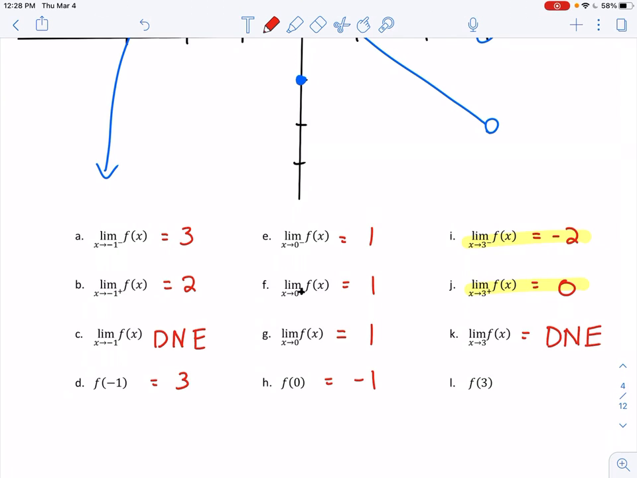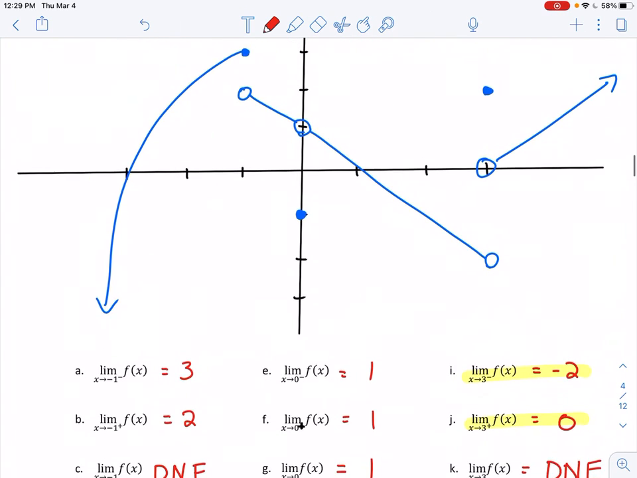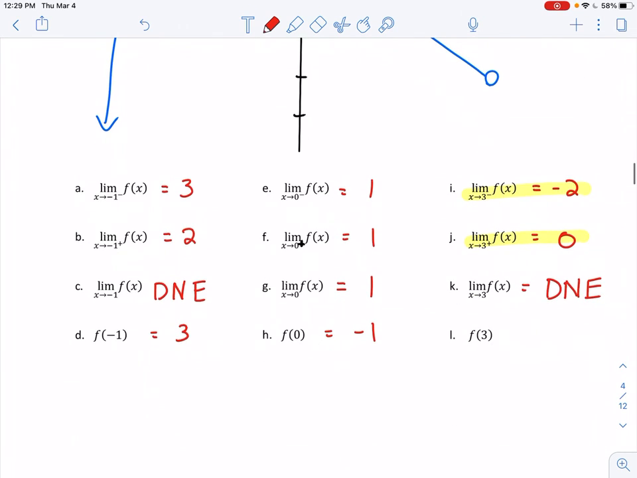Lastly, the value of the function f of 3. So f of 3, what's the y value of our function? Remember, we're looking for any closed circles that we might have. Here in this case, we've got one right here, and that has a y value of 2. So that means that f of 3 is equal to 2.